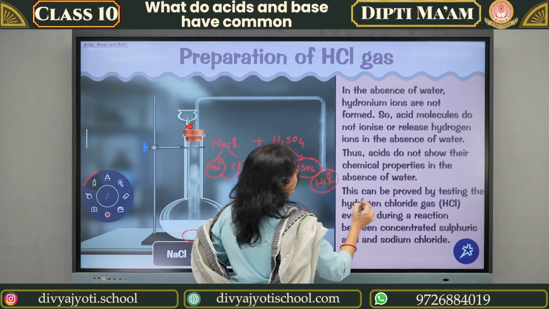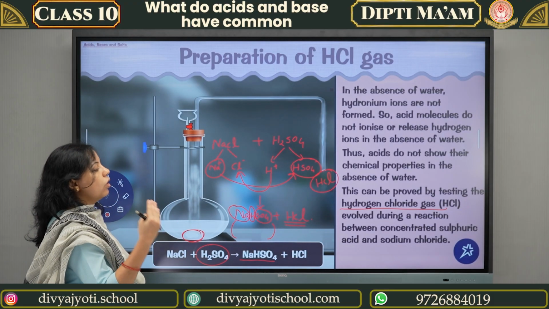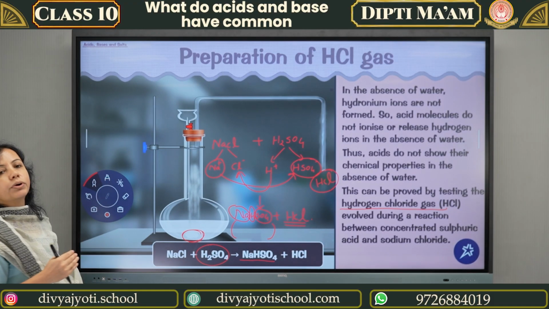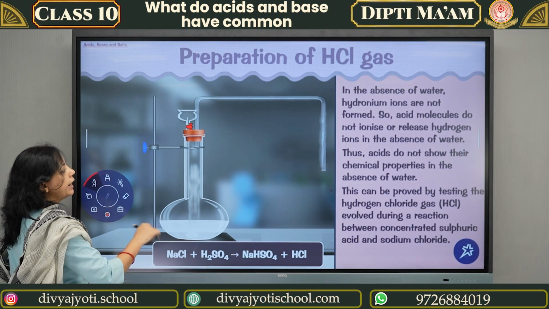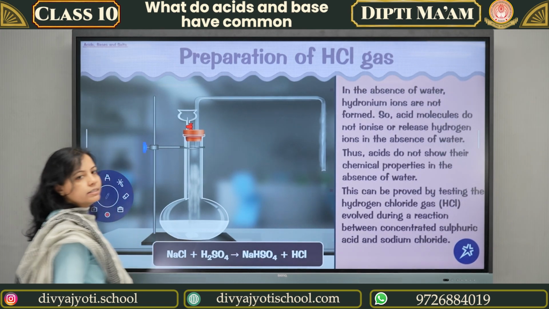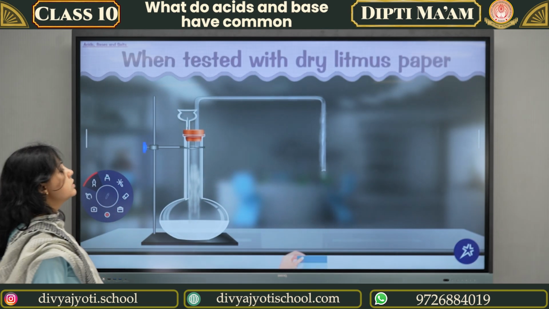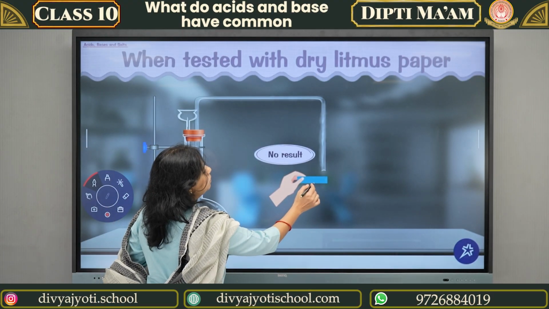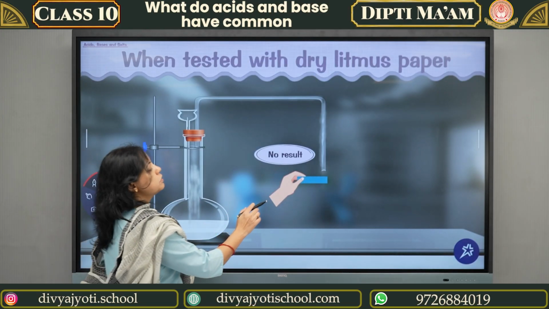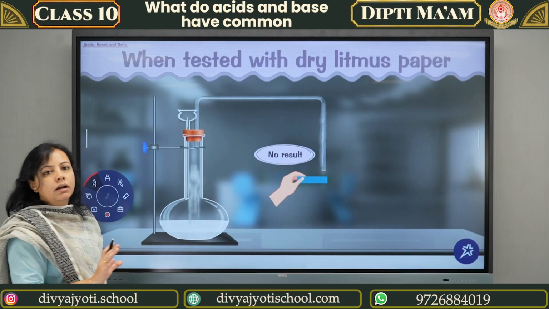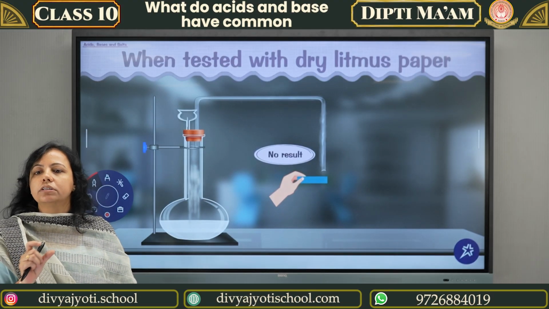This can be proved by testing the hydrogen chloride gas evolved during the reaction between concentrated H2SO4 and sodium chloride. The dry HCl gas is coming out from the delivery tube. Now first of all, suppose I take the dry blue litmus paper. Then you observe that the color of the blue litmus paper does not change. So that is the question: why does the color of the blue litmus paper not change?